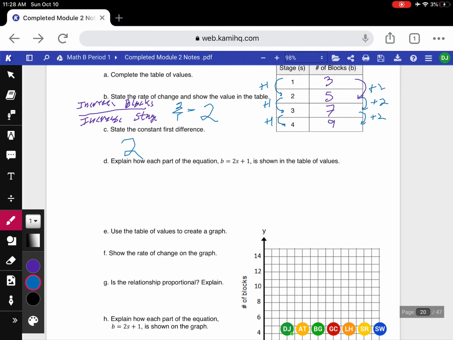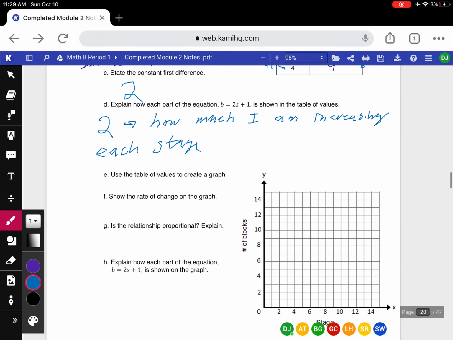Now it says explain how each part of the equation b equals 2s plus 1 is shown on the tables. So let's start with the 2. The 2 is how much I'm increasing each stage. So every stage I increase, the amount of blocks is increasing by 2.